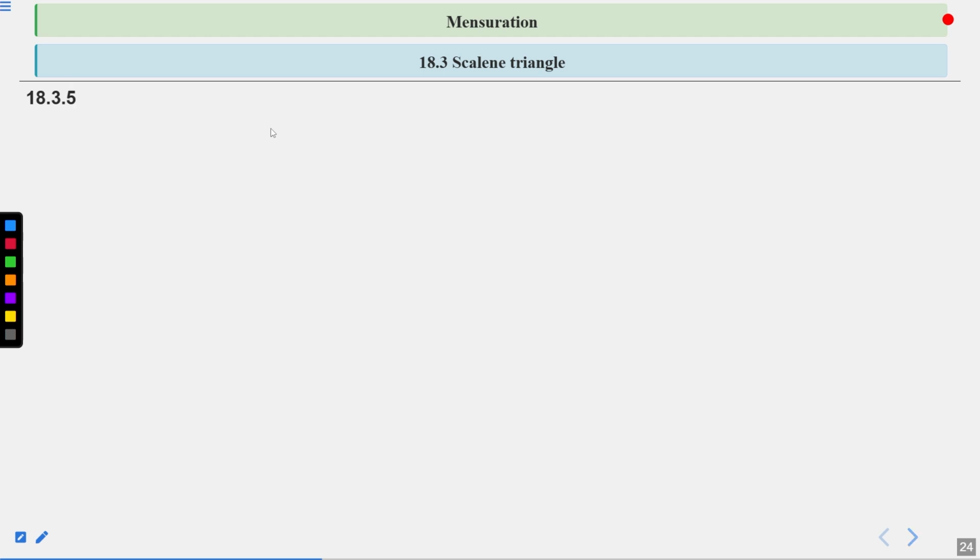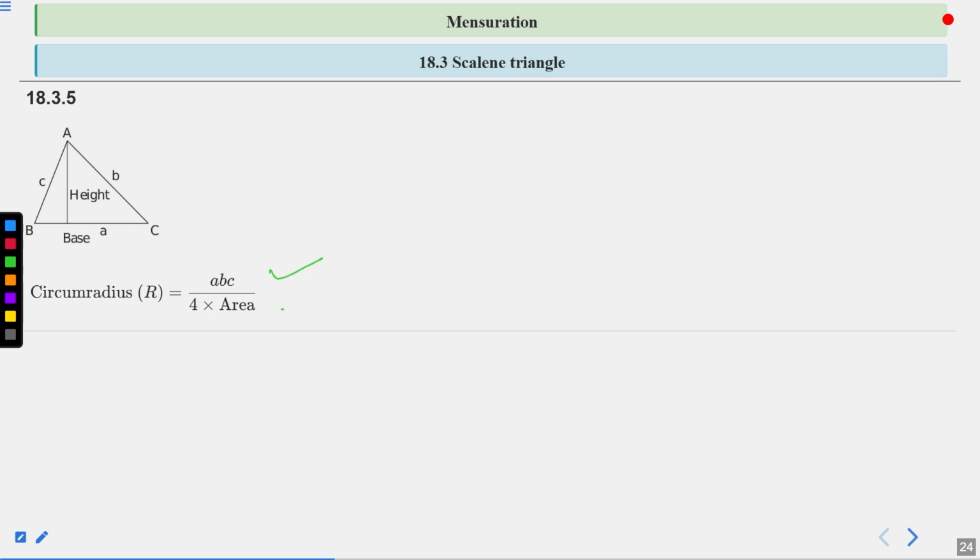Next one, 18.3.5. So this is the diagram. The circumradius becomes the product of all the sides, a into b into c, upon 4 into the area of the triangle. Then we get the circumradius of the scalene triangle.